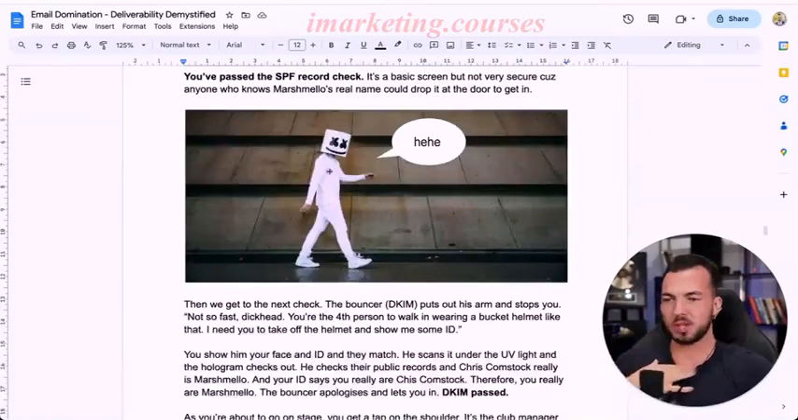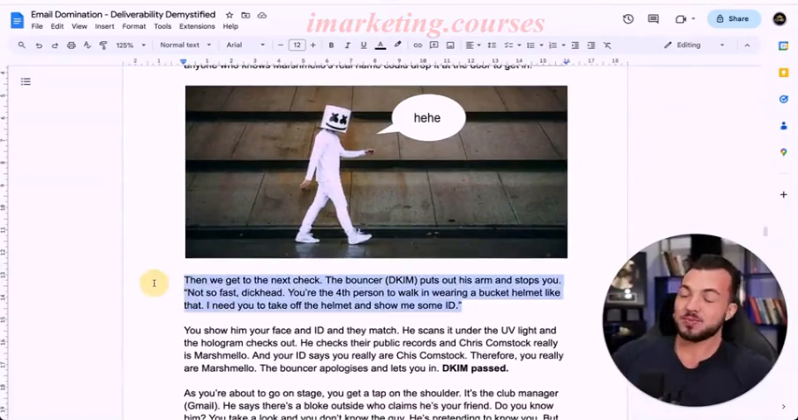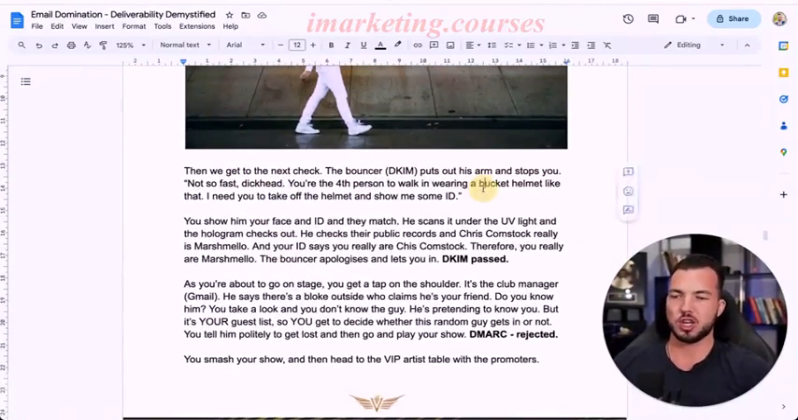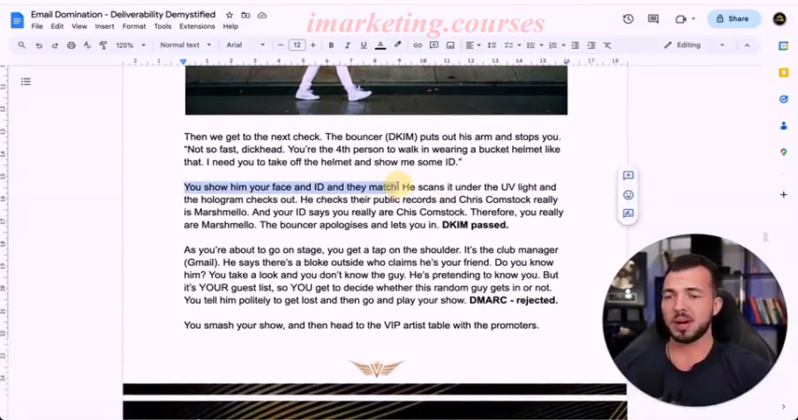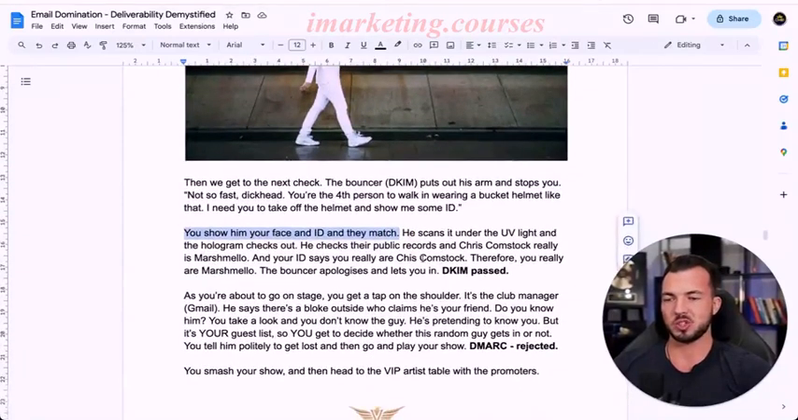So Marshmello walks in. On to the next check, okay? Now, we get to the big meaty boy, the bouncer. The bouncer is going to be DKIM. He puts his arm out, stops you and says, hey, buddy, not so fast. You're the fourth person to walk in here wearing a bucket helmet like that. I need you to take off the helmet and I need you to show me some ID, okay? Basically he's like, dude, I can't just let anyone in the club who's wearing that. I need to make sure that it's actually you.